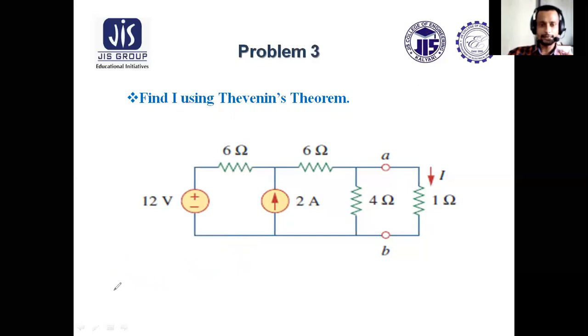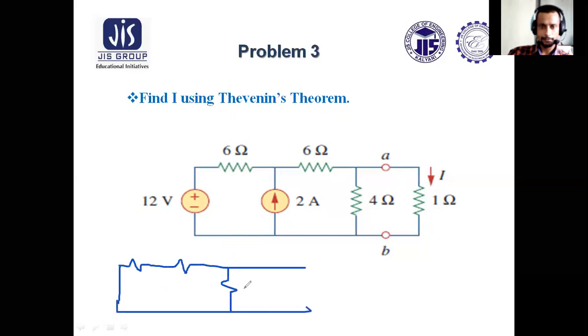Now how to find RTH? 12 volt source is shorted, 2 ampere is opened. This is 4 ohm, this is 6, this is 6. So 6 plus 6, 12. With 12, 4 is in parallel. So RTH will be 3 ohm. Okay.